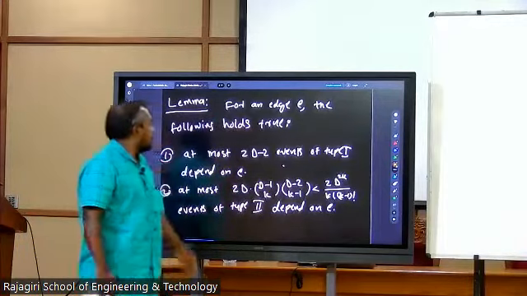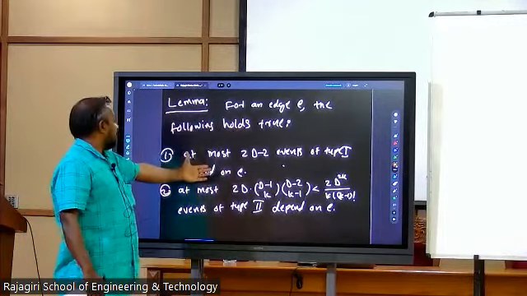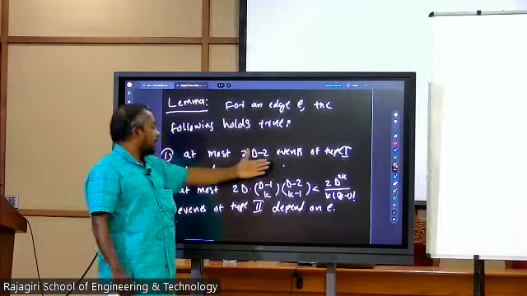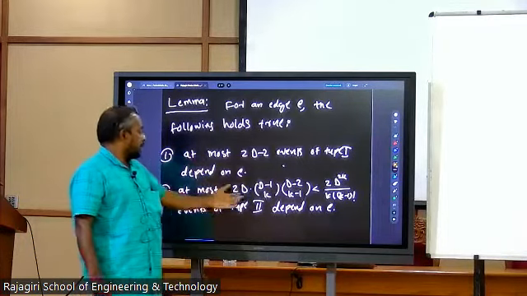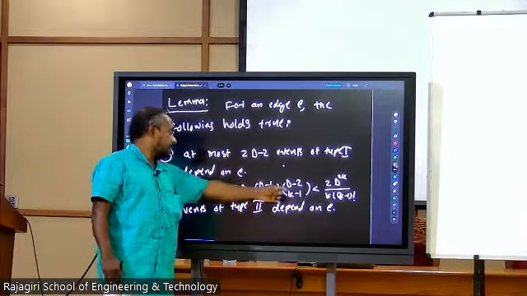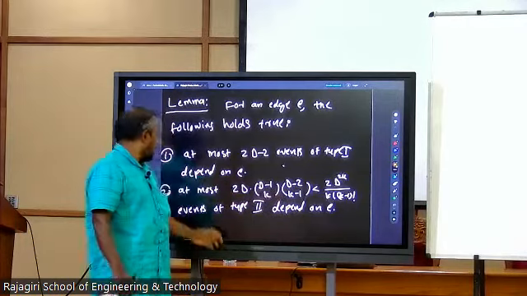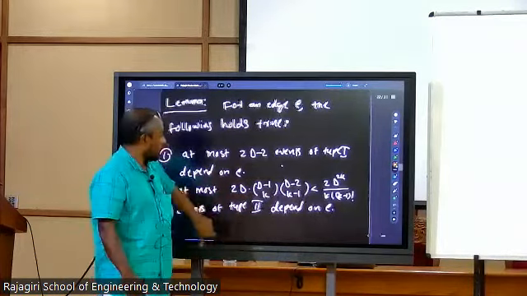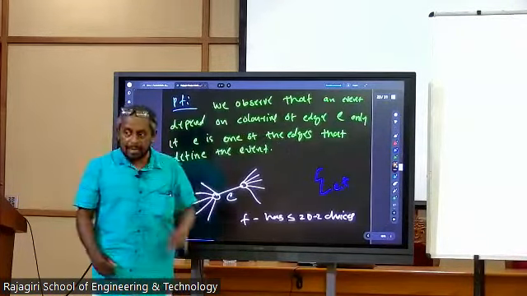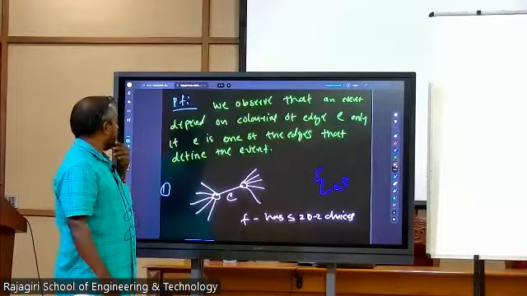Okay. So, here is the lemma. For each edge, the following holds true: at most 2 delta minus 2 events of type 1 can depend on E, and at most 2 delta times delta minus 1 choose k times delta minus 2 choose k minus 1 events of type 2 can depend on E. Okay. So, since we are lacking time, let me go a little fast.